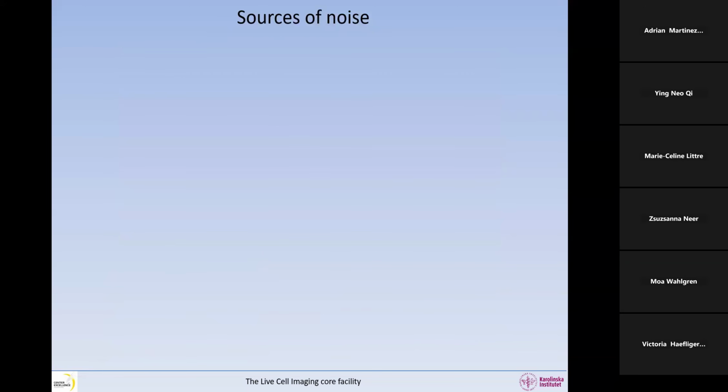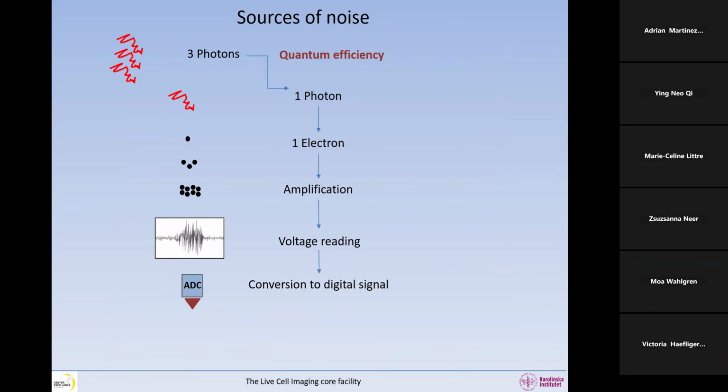So let's have a look at the sources of noise. So I've said that when the photons come into the detector, unfortunately, the detector or the sensor is not going to detect all of them, and that leads to the quantum efficiency. And then we create an electron, or we create a charge inside the sensor, and then we amplify this, we read the voltage, and then we have a conversion to a digital signal. And then we create a digital image for each of these pixels.